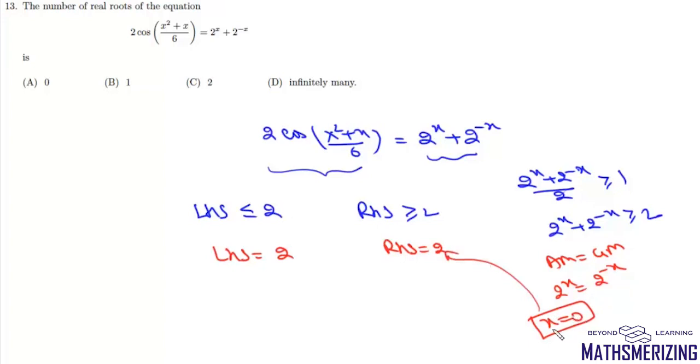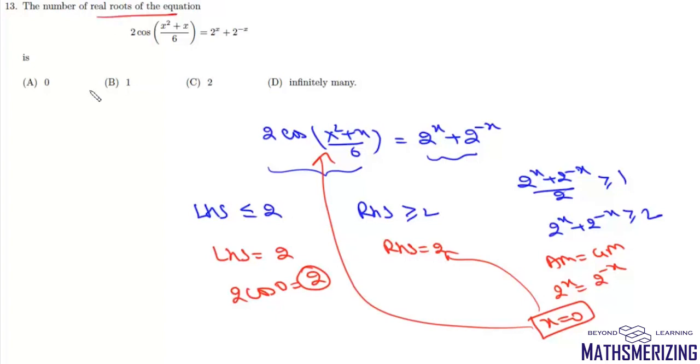Now we need to find whether left hand side is 2 simultaneously for the same value of x. Now we'll put x as 0 here. We'll get 2 and then it'll be cos 0 and cos 0 is 1. So left hand side is also 2. So there is only one solution possible to this equation. So number of real roots of this equation is simply 1 and that's your option number B.